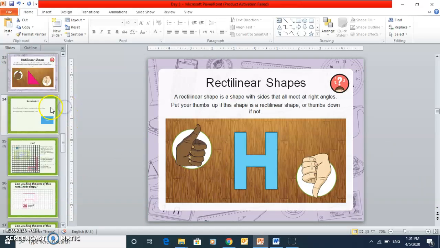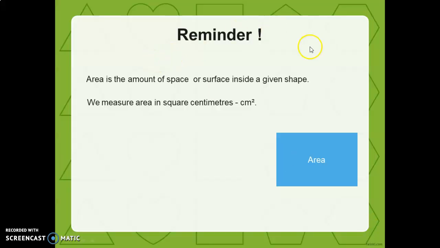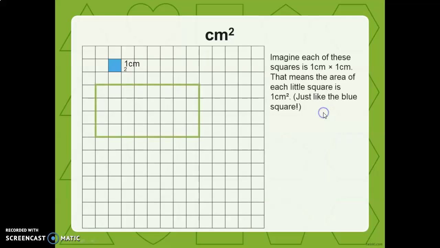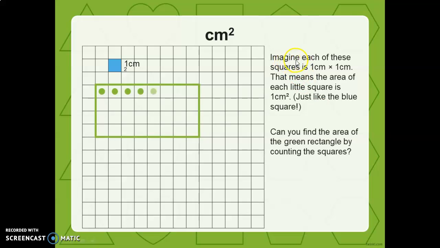Today's lesson is still about shapes. So let's check out this reminder. Area is the amount of space or surface inside a given shape. We measure area in square centimeters. Remember yesterday's lesson? When you had to imagine each of these squares is 1 centimeter by 1 centimeter, that means that the area of one little square is 1 centimeter squared. We also found out the area of this rectangle by counting all of the squares inside.